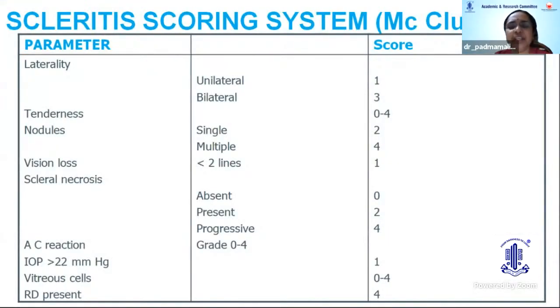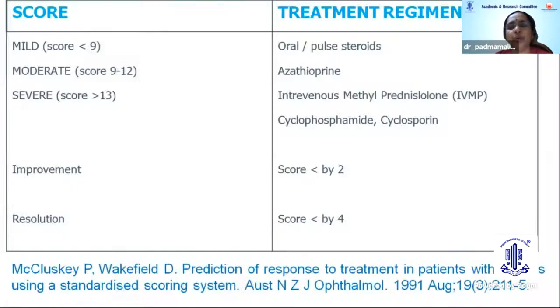If the patient has scleral necrosis or associated retinal detachment, then the score comes to 4. Based on this, we can quantify the scleritis. If it is a mild form, we treat with systemic steroids. If it's moderate, they go for immunosuppression. If severe, it can be treated with intravenous methylprednisolone or cyclophosphamide therapy. If the score decreases by 2, it is called improvement. If the score decreases by 4, it is called resolution. But we do not follow this regularly in clinical practice. But this can be applied to quantify posterior scleritis.